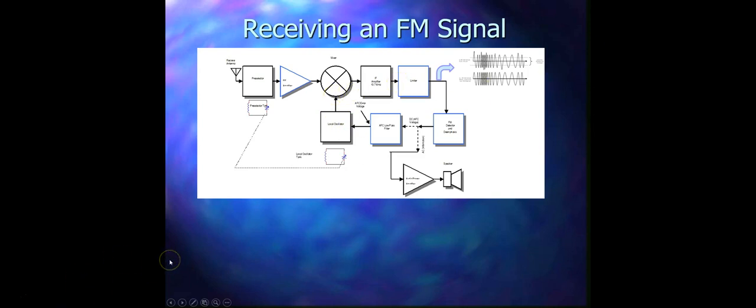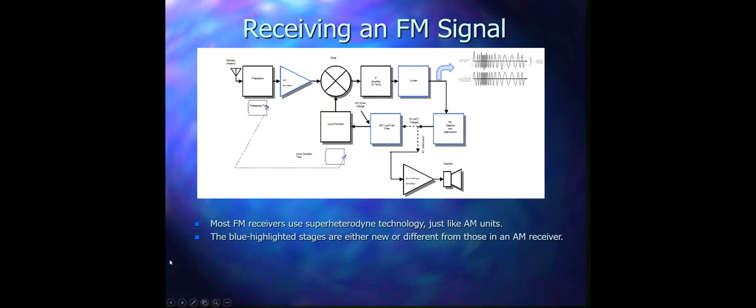Now let's see next. It says most FM receivers use superheterodyne technology. What you see here is the superheterodyne technology, just like AM. The only difference is these blue blocks you see in this block diagram. These are the new things added to the FM receiver, and this second line says the same thing.